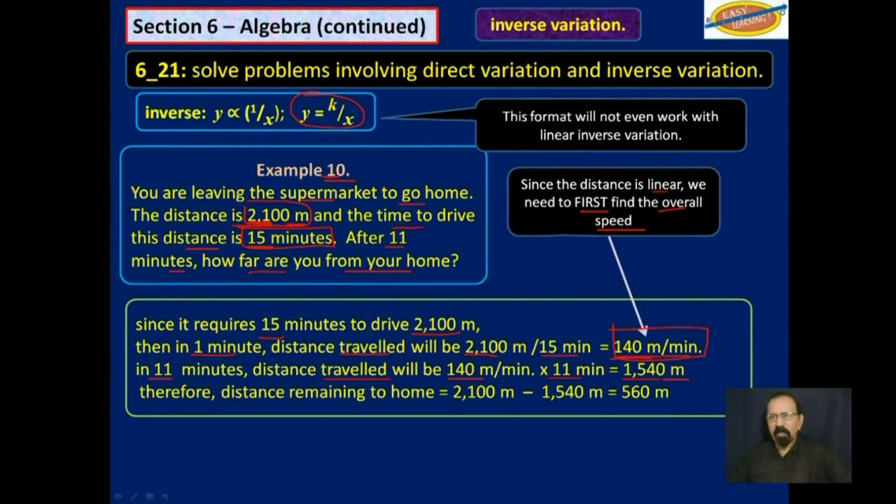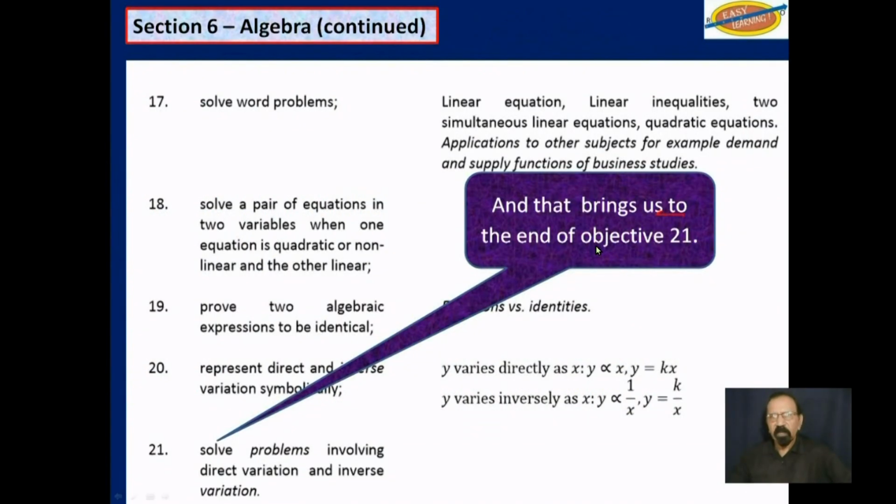But remember, the distance you started out with was 2,100 meters. So the distance remaining to reach home will be 2,100 meters minus 1,540 meters, which would give us 560 meters. And that brings us to the end of objective 21. Solve problems involving direct variation and inverse variation.